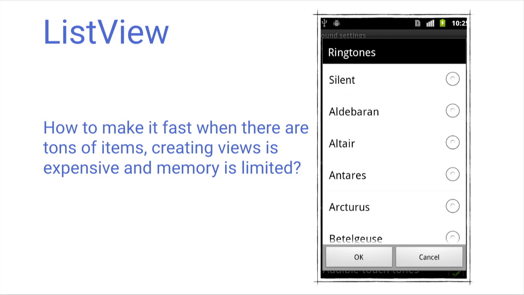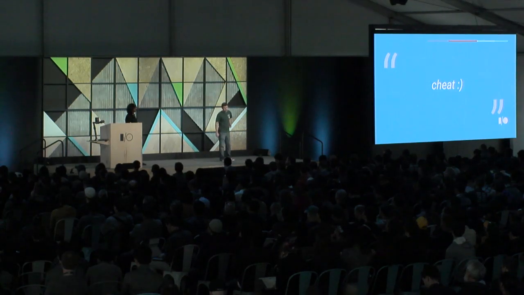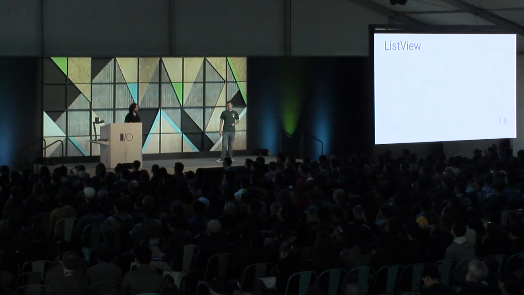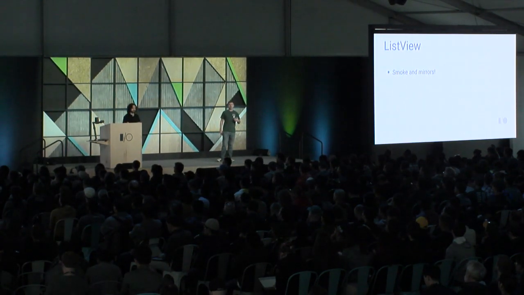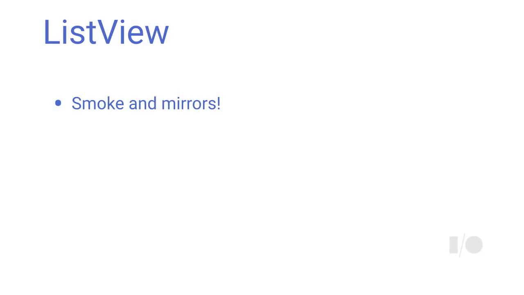Creating views themselves can be really expensive, especially on old devices back in Android's early days. And memory is limited, so you can't just necessarily create tens of thousands of views and deal with that all at one time. And the answer is we cheat. So with ListView, we do a trick with some smoke and mirrors.